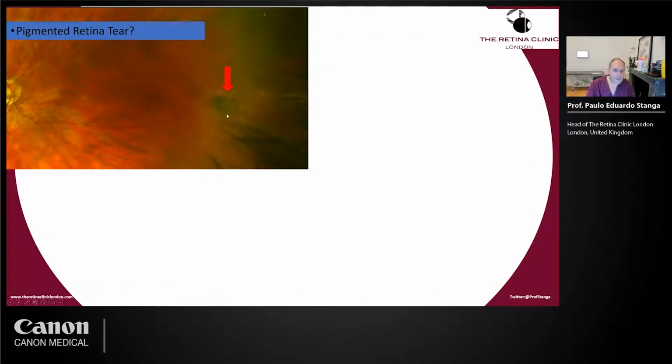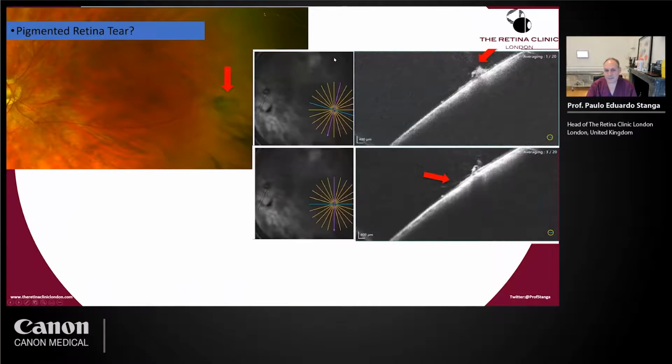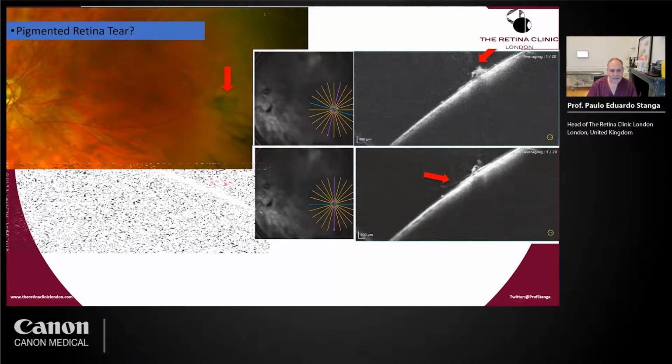Now, very commonly, we see these pigmented lesions, and I've usually been told, when I was in training, these are pigmented retinal tears. You don't need to do anything. The pigmentation is the same as PEXI. Well, it's important to do OCT because this is, in my opinion, a vitreoretinal tuft. There's no tear there. So we have peace of mind that this lesion certainly does not need treatment.